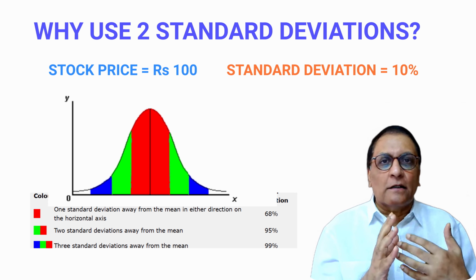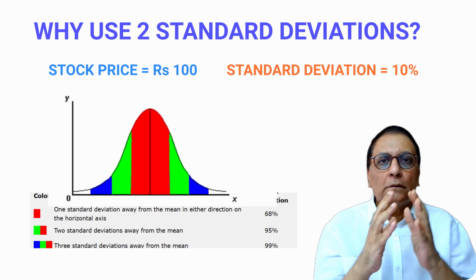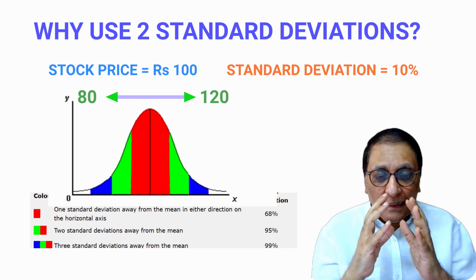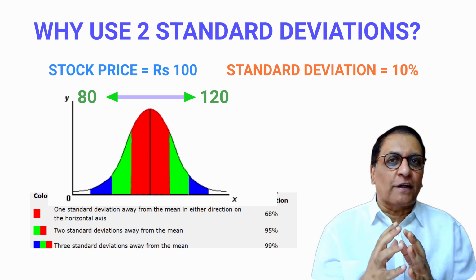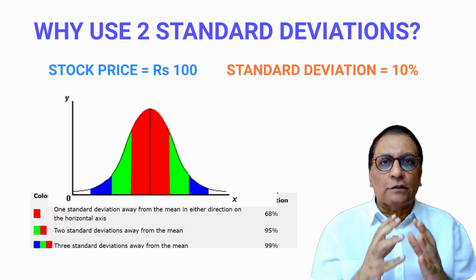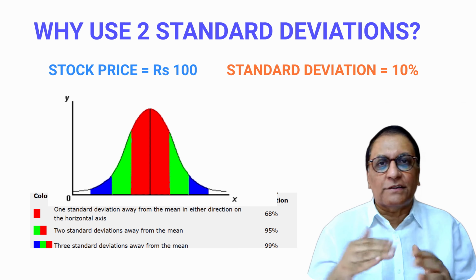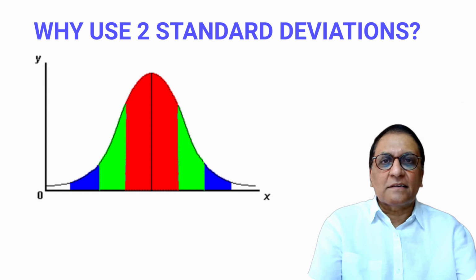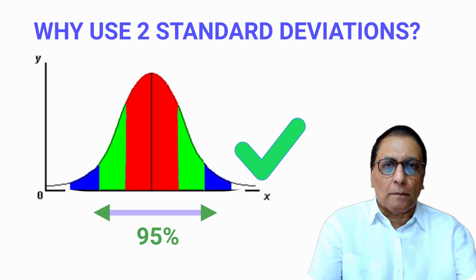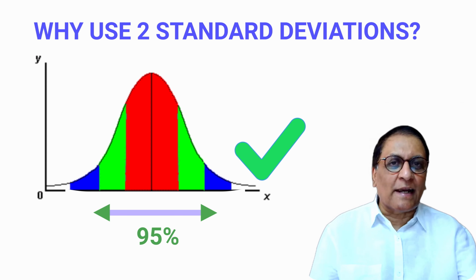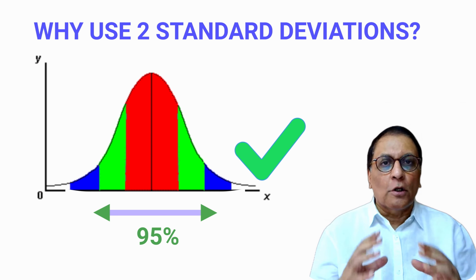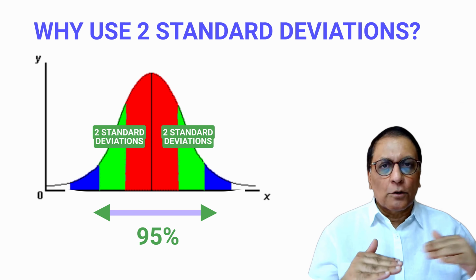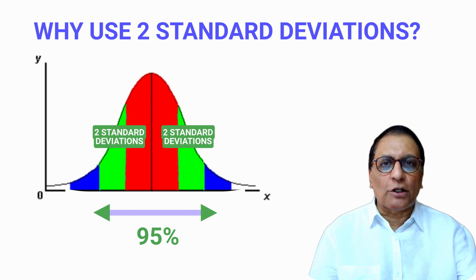If we go to two standard deviations, then it will be 100 plus or minus 20%, which will be 80 to 120. And this we can say with a 95% confidence level. Three standard deviations would mean 100 plus or minus 30, which is 70 to 130, which is a 99.7% confidence level. Since 95% is considered enough for all practical cases, two standard deviations are used, and therefore John Bollinger used two standard deviations away from the mean to calculate the bands of the Bollinger Band.